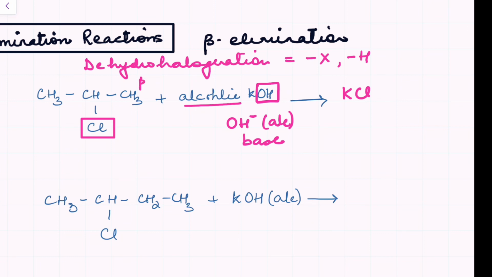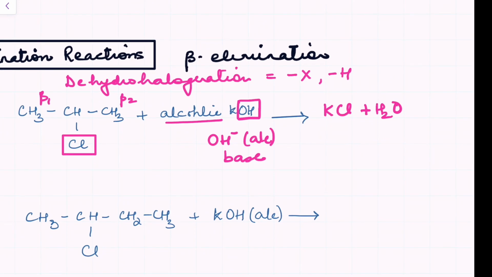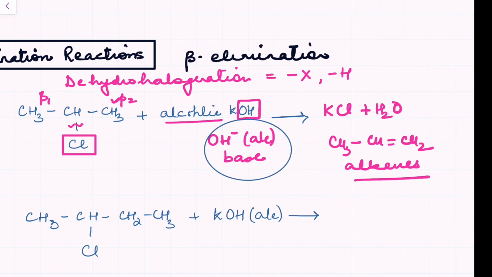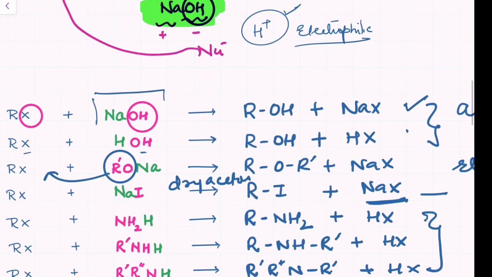Now here both the betas are the same. This is beta 1 and beta 2, they are the same. So you get water, and where you get the carbocation, you get a double bond. So this bond is gone and one hydrogen is also gone. So you will have CH3, CH double bond, CH2, you get alkenes. So if you can see, with alcoholic KOH, you get alkene. With aqueous KOH or NaOH, you get alcohols.